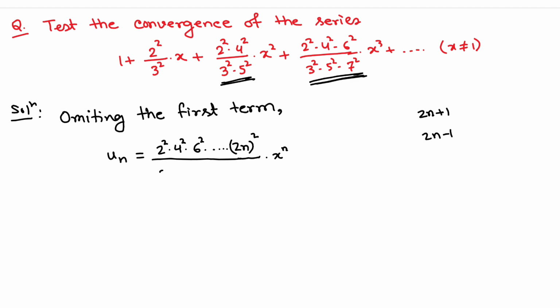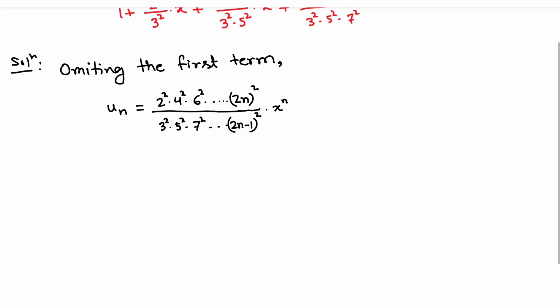So we have to write 3 square into 5 square into 7 square dot dot dot 2n plus 1 square. This is your un. Clear? Now you can verify it by putting n equals 1, n equals 2, n equals 3, and so on. Now apply the D'Alembert ratio test.